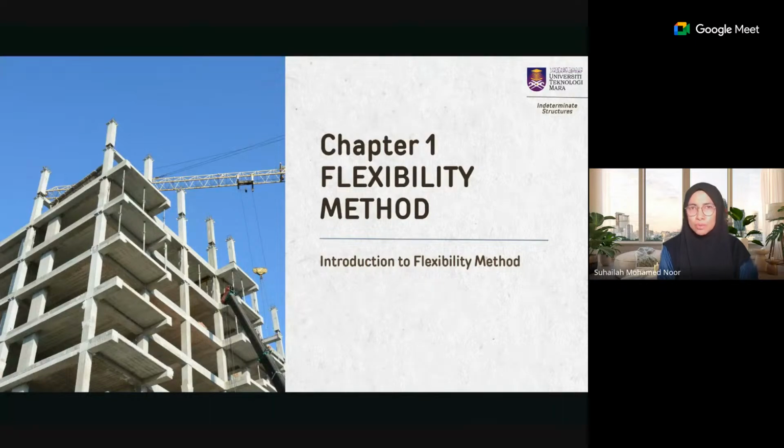And for session number 2, we will start with introduction to flexibility method, derivation of superposition method, derivation of compatibility equation using superposition method. Okay.